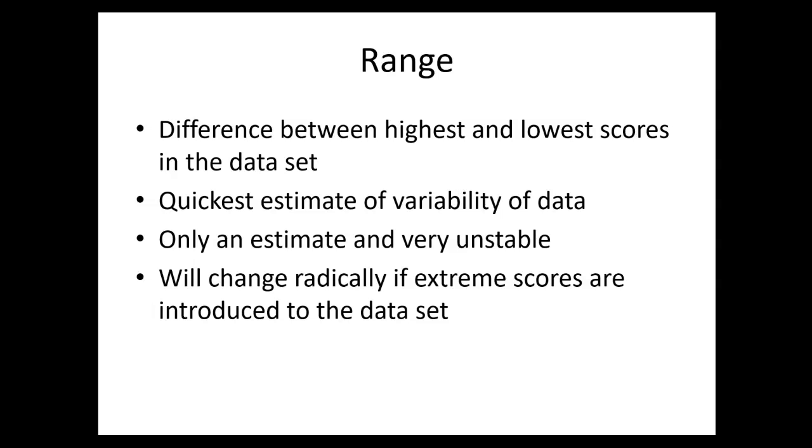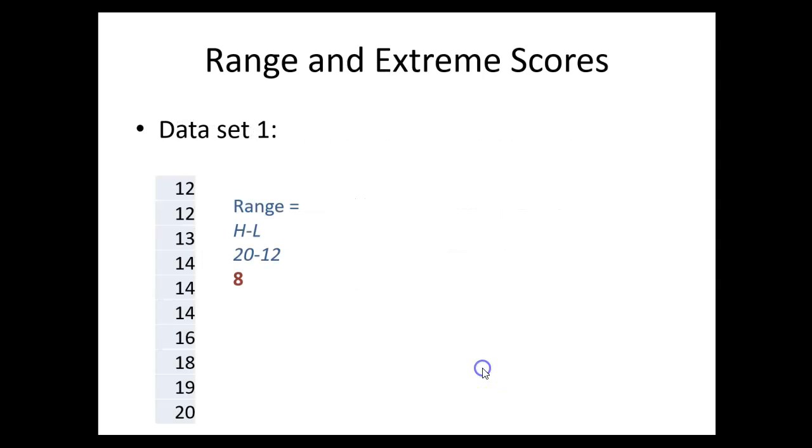Range is something that you might be familiar with. It's the difference between the highest and lowest scores in the data set. It's the quickest estimate of variability of data. It's only an estimate, and it's also very unstable. It can change radically if extreme scores are introduced to the data set.